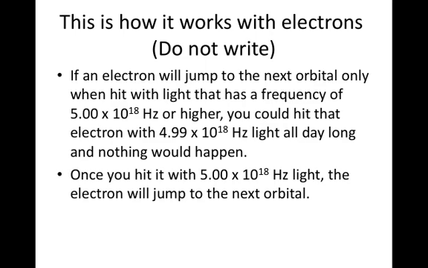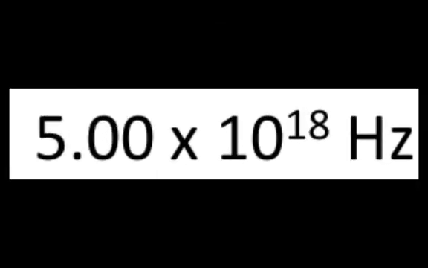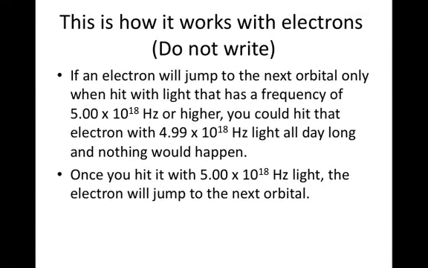An electron will jump to the next orbital only when hit with light that has a frequency of 5.00 times 10 to the 18th hertz or higher. So this is the energy of light. You could hit that electron all day long with 4.99 times 10 to the 18th hertz, just below the number of hertz that would make it jump to the next level. You could hit it with that all day long. Nothing would happen. But once you hit it with 5.00 times 10 to the 18th hertz light, the electron will jump to the next orbital. If you don't hit it with enough, you can't save up quanta. It's just not allowed. It's all or nothing. You either get there or you don't.